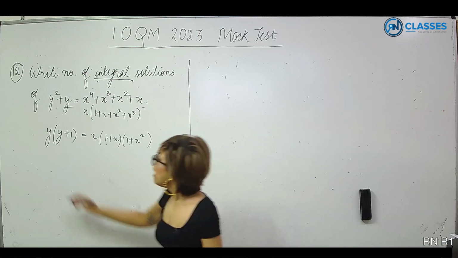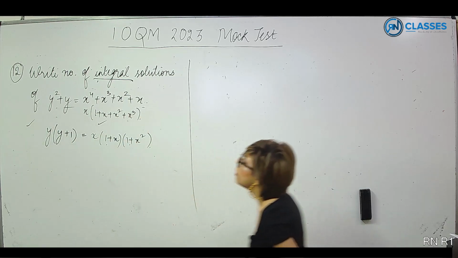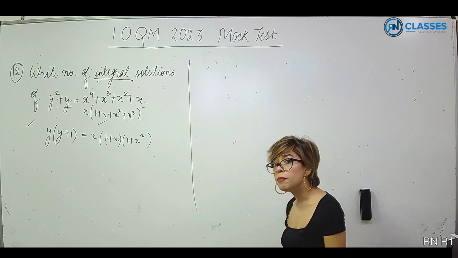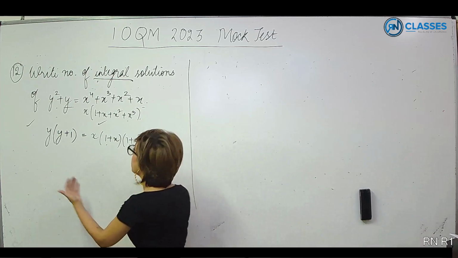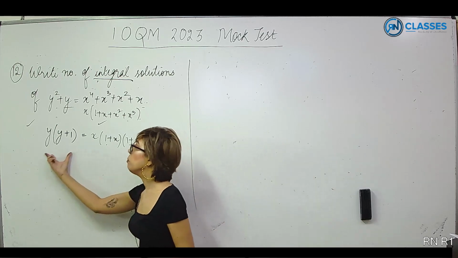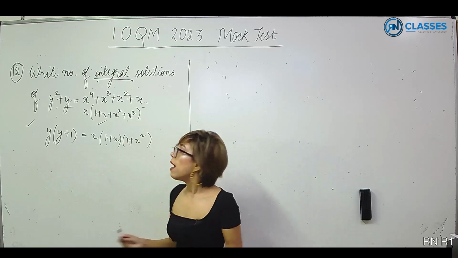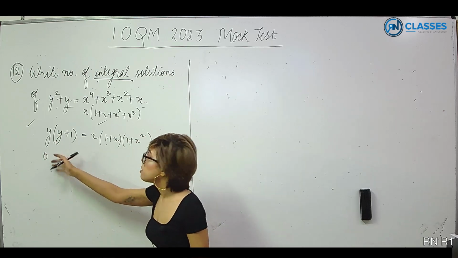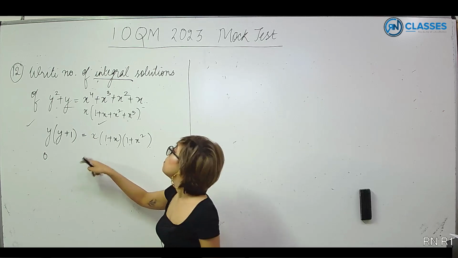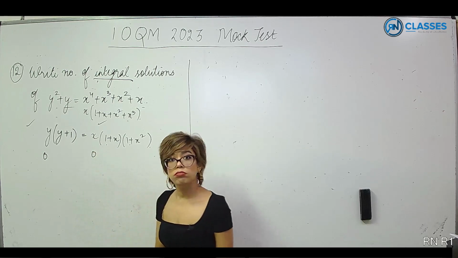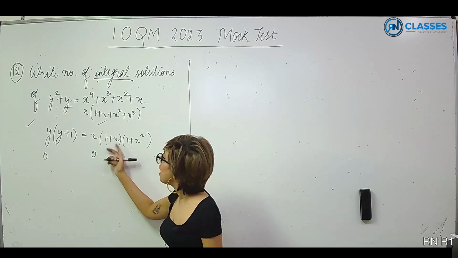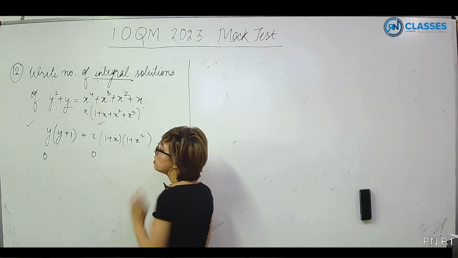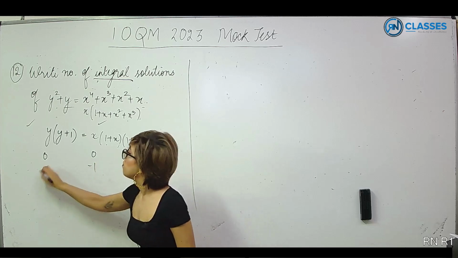Right? So I have these 9 factors. Now, integral solutions. First of all, let me write the obvious one, which will make the left hand side equal to the right hand side. Obviously, I will try to make this 0 and this 0. Now, if I put y as 0, this becomes 1, nobody cares. Now x, I can put as 0, or I can put x as minus 1 also. Why? Because if I put x as minus 1, this term becomes 0. So I can do this also.